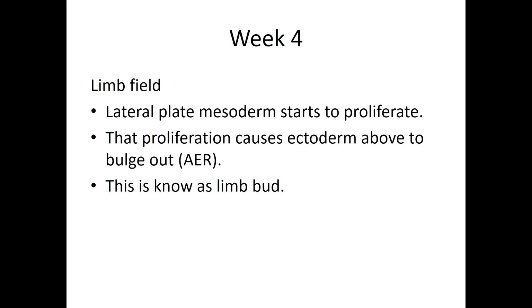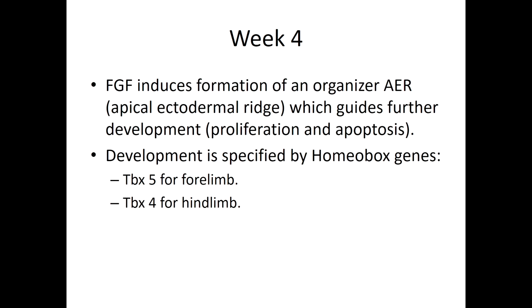So you should remember that the upper limbs start a little bit earlier than the lower limbs, in the 4th week, and a little bit later is the lower limb. And they grow proximal to distal and craniocaudal. Week 4, fibroblast growth factor induces formation of this AER, which then guides further development and proliferation and finally apoptosis to form the joint. There is lots more in this development; I kept it very simple. As you know, they're also dictated by homeobox genes, TBX5 for the forelimb, TBX4 for the hind limb.